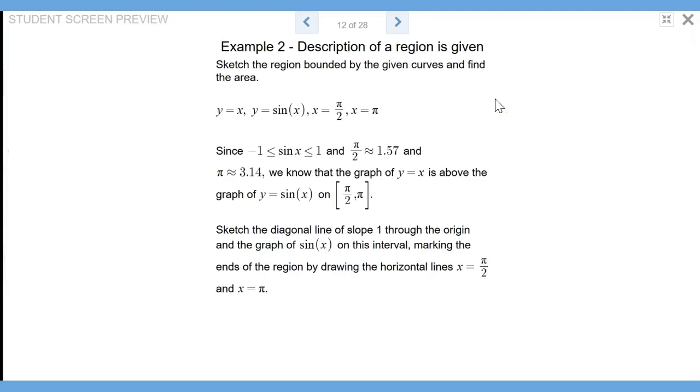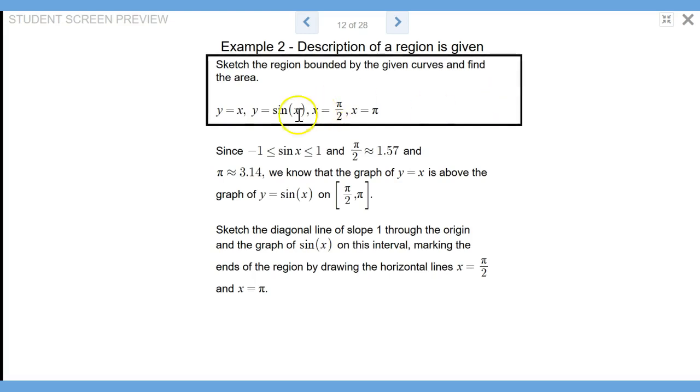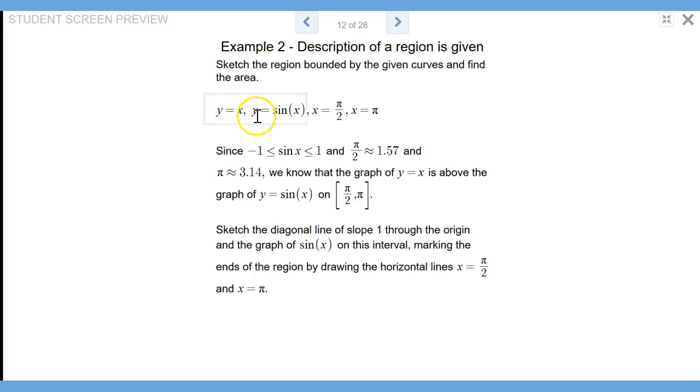Another type of problem you'll see is where you're supposed to sketch and find the area, and you're just given the equations. You're not given a picture. For example, we're supposed to sketch the region given by y equals x, y equals sine x on this interval. You want to always sketch it yourself, but we can think about which graph lies above the other.